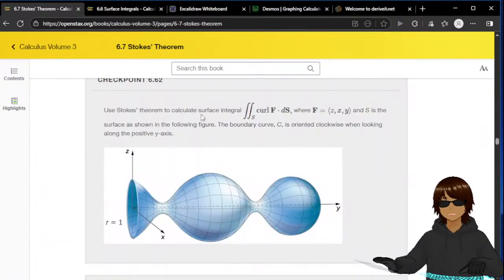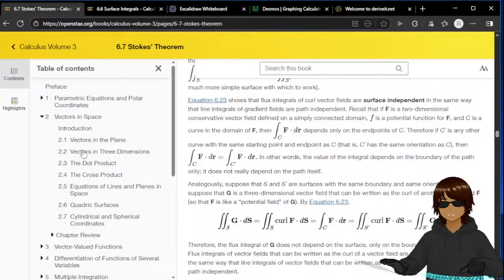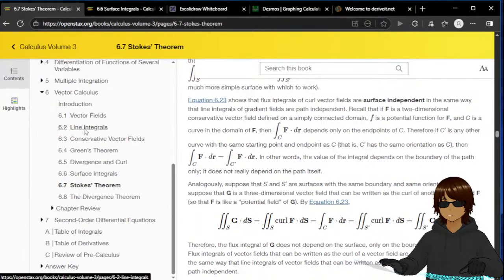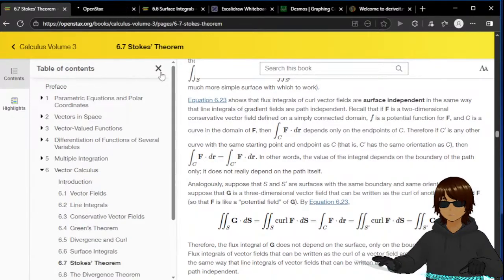Use Stokes' theorem to calculate the surface integral of curl f dot dS where f is cxy and S is the surface as shown in the following figure. The boundary curve C is oriented clockwise when looking along a positive y-axis. So in order to do this, we just use F dot dr, right? F dot dr is one thing I want to look at carefully. Line integrals are one thing I want to look at carefully.